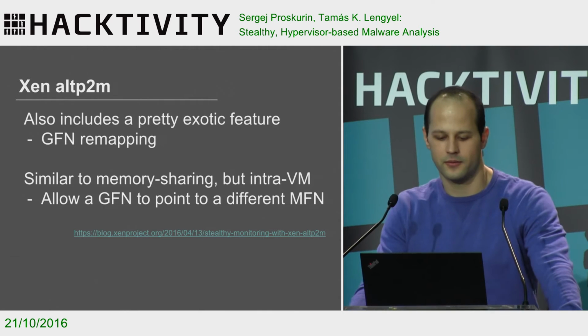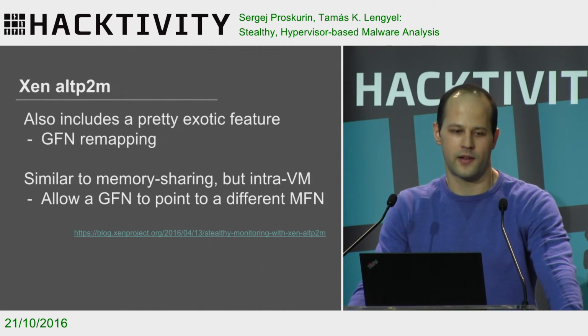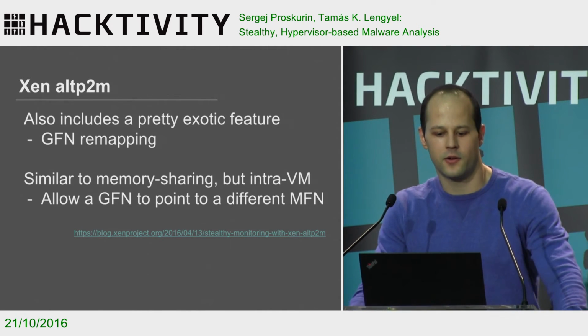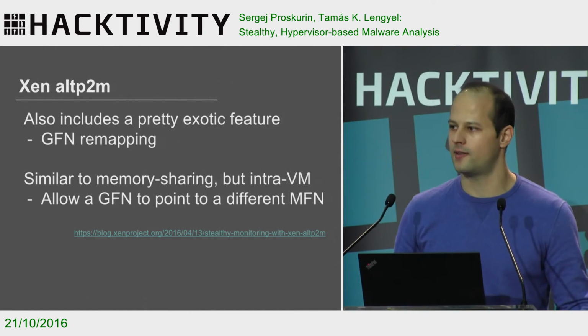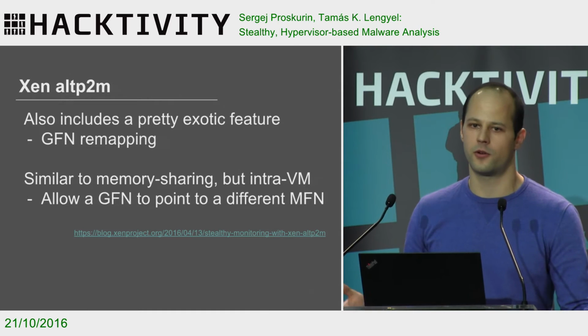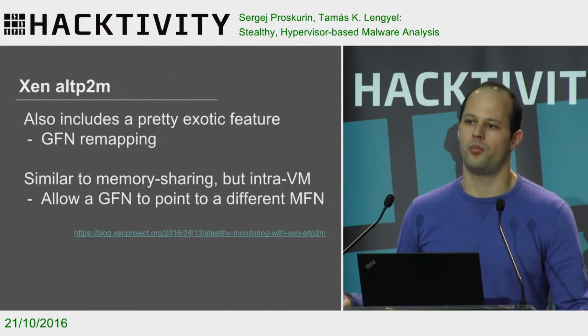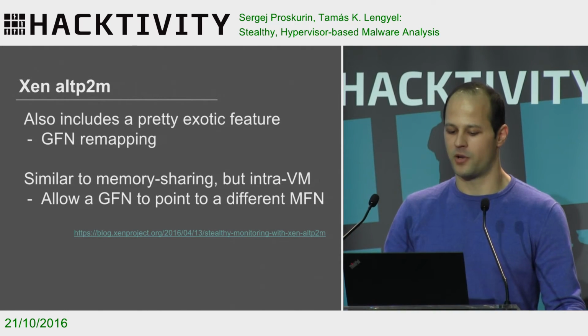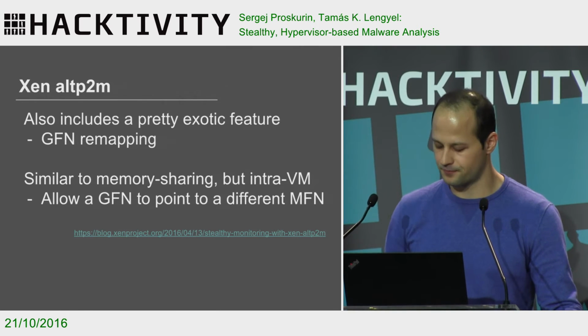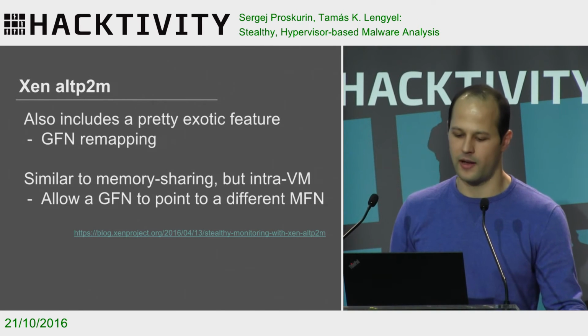Another quite exotic feature of Xen Alt-P2M is called GFN Remapping. As the name already suggests, this feature allows to remap certain guest physical addresses in a way so that they essentially point to an entirely different machine physical address. And this is actually better illustrated on the next slide.